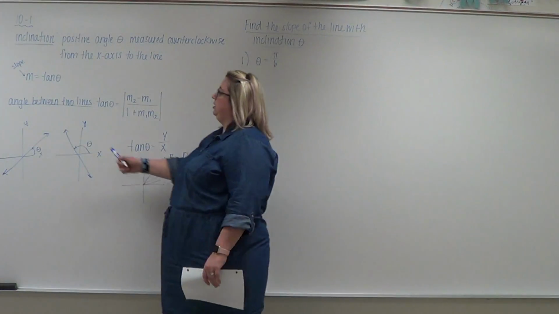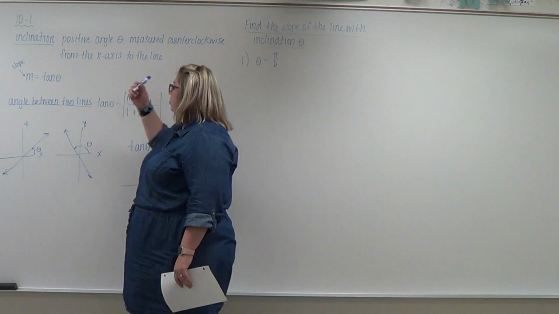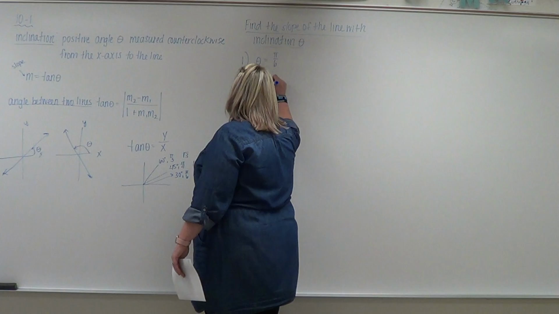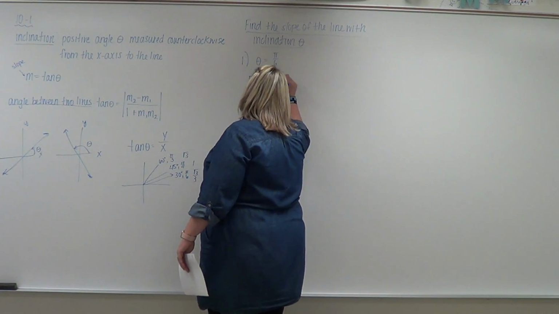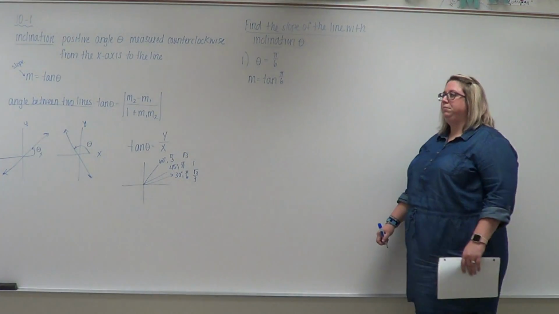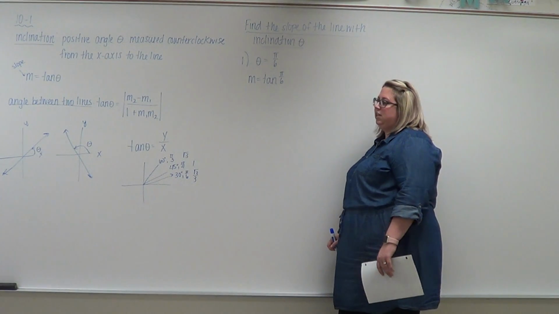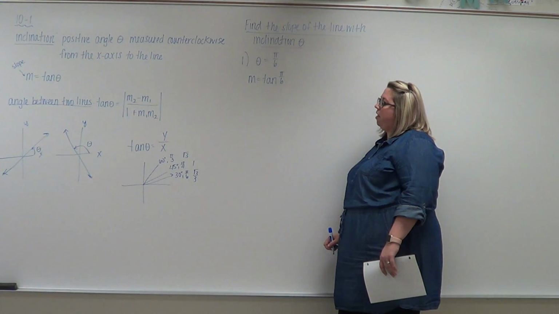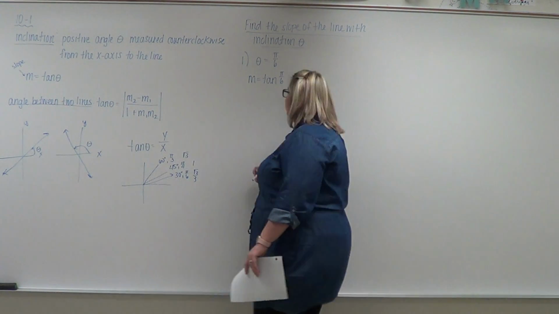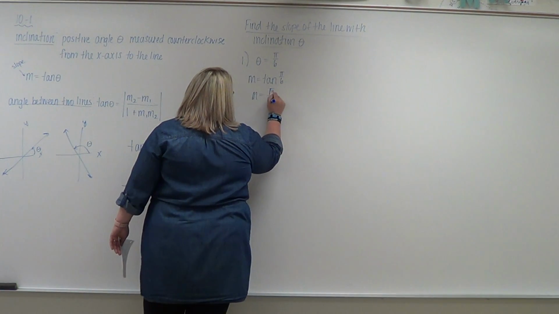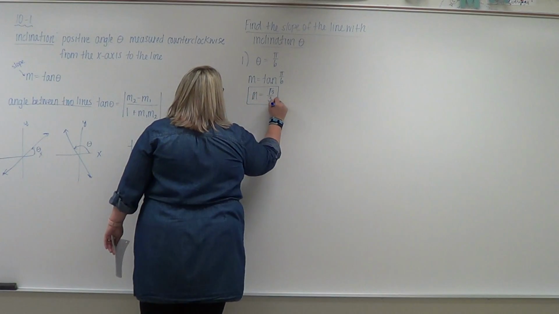The formula for slope is the slope equals tangent of the angle. So I know my slope is going to equal the tangent of pi over 6. Pi over 6 is on your unit circle. So what's the tangent of pi over 6? Square root of 3 over 3. So that is the slope of this line with that angle.